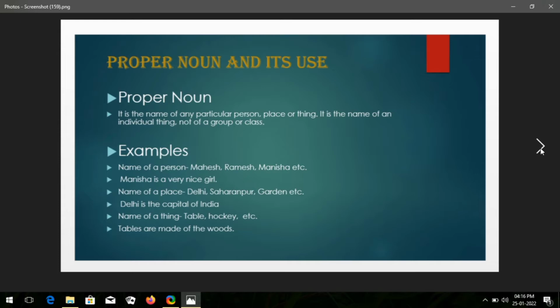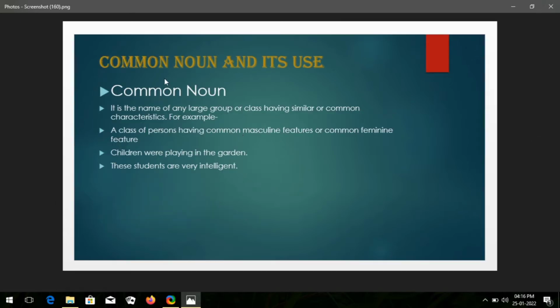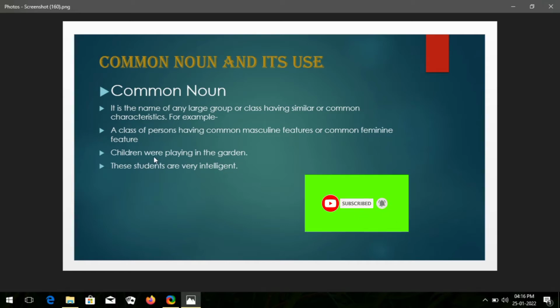Let's move forward. Here, let's talk about the common noun and its use. The second one is the common noun. Actually, the definition is, friends, it is the name of any large group or class having similar or common characteristics. For example, let's suppose there are groups, but they have similar categories, like they may be masculine or they may be feminine. So both may be there. Let's go through the examples. The first one: children were playing in the garden. So children indicates the common noun. And the second one: these students are very intelligent. So these students are the common noun. I hope you must be getting, students. Let's move further.